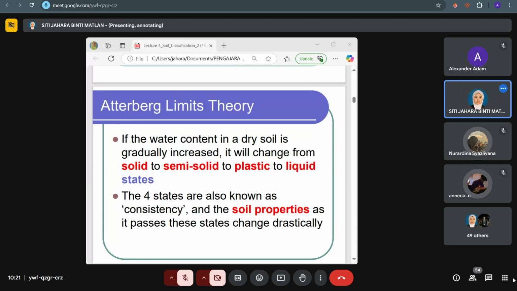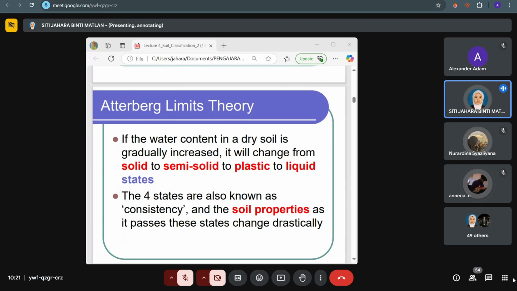As we increase the water content in a dry soil, its consistency changes through four distinct states, as you can see from this slide: from solid to semi-solid, then plastic, and finally to liquid state. So it changes among these four states depending on the soil moisture. These are known as the consistency states of soil.